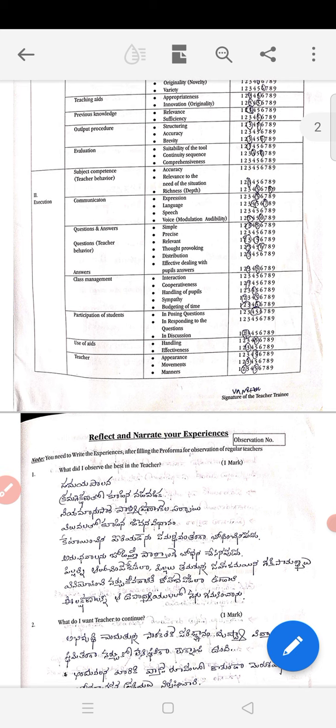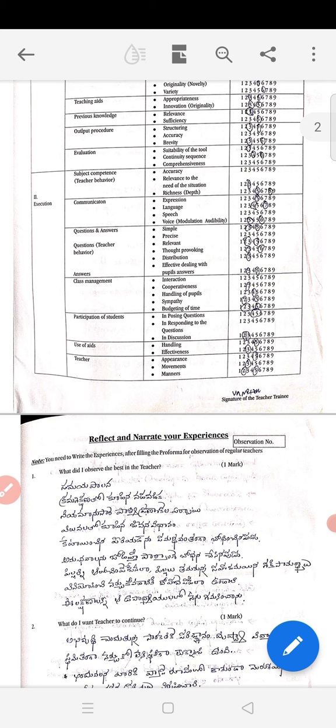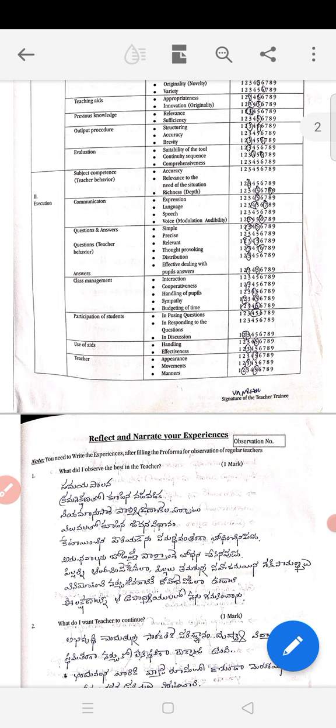Next, participation of students in posing questions. When the teacher asks questions in the classroom, whether students are participating or not in responding. Whatever question you are asking, whether students are responding to that question or not. If any discussion is there, whether students are participating in this discussion or not. By concentrating on these areas you are going to give observation 1 to 9.